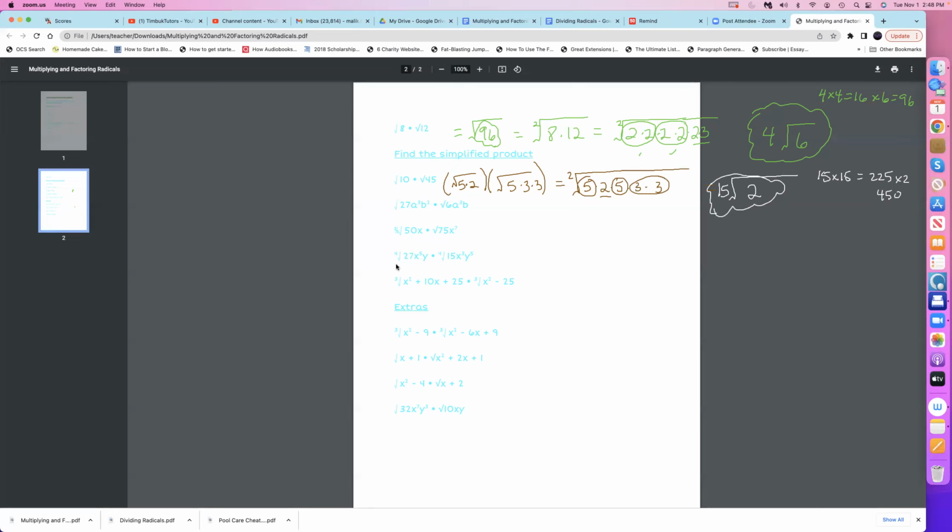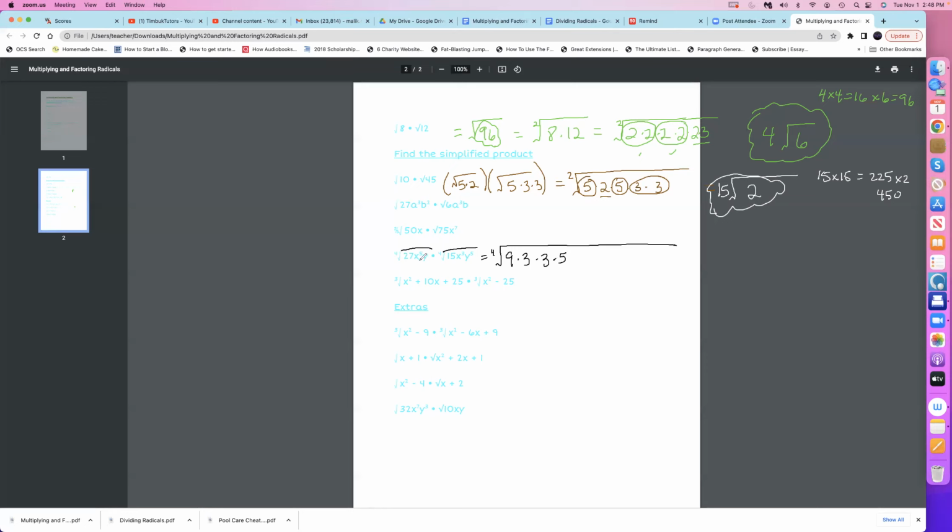Okay, let's do this one. Fourth root of 27x to the 5th times the fourth root of 15x cubed y to the 5th. So the fourth root of all of this times all of this. 27, I'm going to put 9 times 3. And for 15, I'm going to put 3 times 5. That takes care of the number parts.